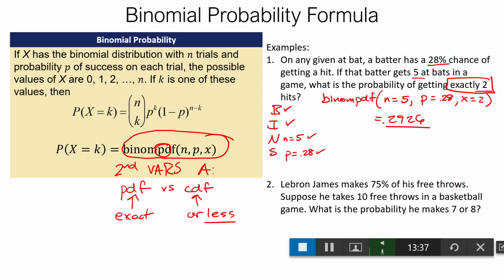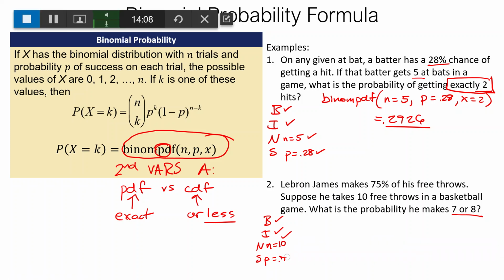Another example. LeBron James makes 75% of his free throws. Suppose he takes 10 free throws in a basketball game. What is the probability he makes 7 or 8? How are we going to do that? Well, let's check as a binomial. Are there 2 options? Yeah, he can make or he can miss. Are they independent? Sure. We have n equals 10 shots, so that works out. And we have the probability of success, p equals 0.75. So we're all good there with our binomial.